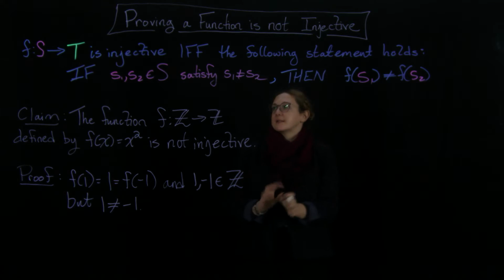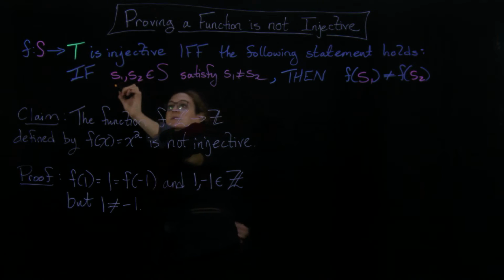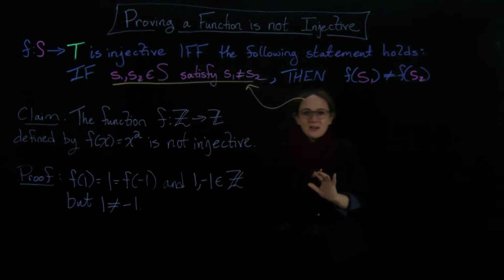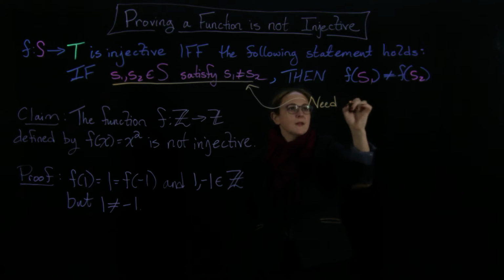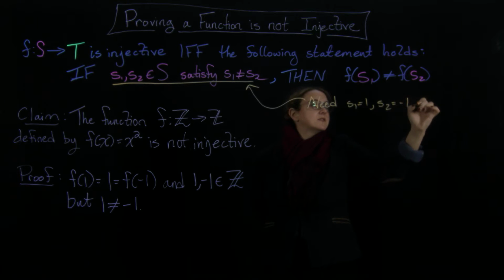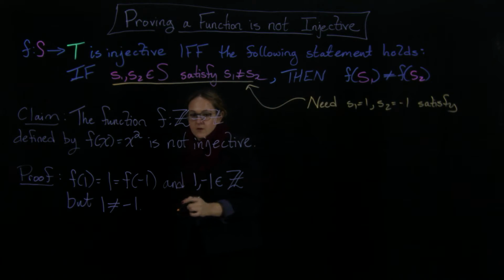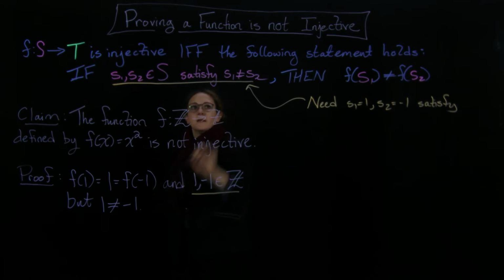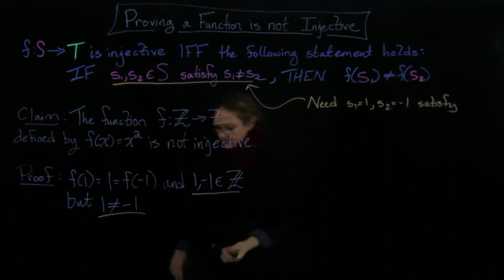Okay, so let's break this down a little bit. So what did we say? We needed this one to satisfy this. So the first part is we need that S1 equals 1 and S2 equals minus 1 satisfy. So let's find that in our proof. Okay, so they're in the set and they're not equal.